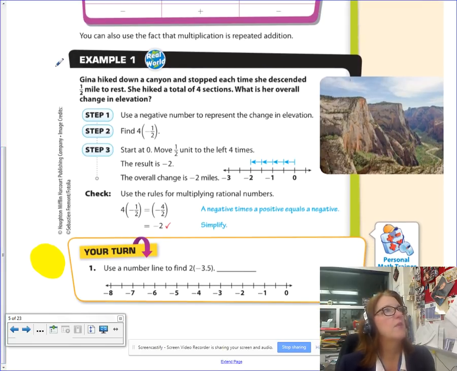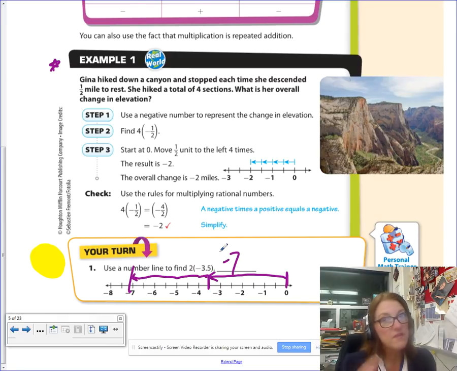All right, so I'm going to bypass this example for a moment, and I want you to hop down to the your turn here. Now, they like to illustrate this with a number line, and you can certainly do that. If I have 2 times negative 3.5, that means I have to measure out negative 3.5 from here to here. And then I'm going to have another negative 3.5. So there would be half, and then another 1 and 2 and 3. And you'd land right there at negative 7.